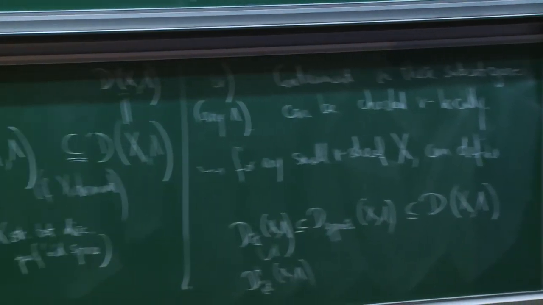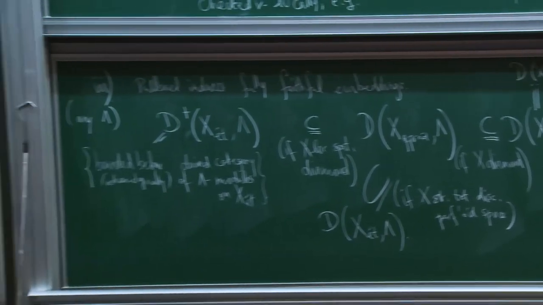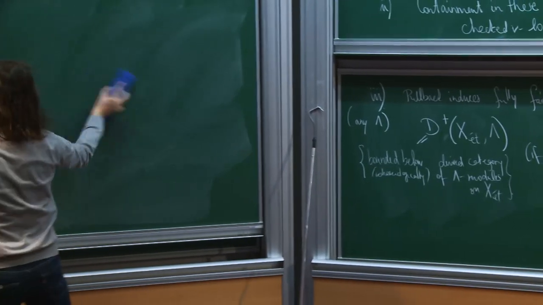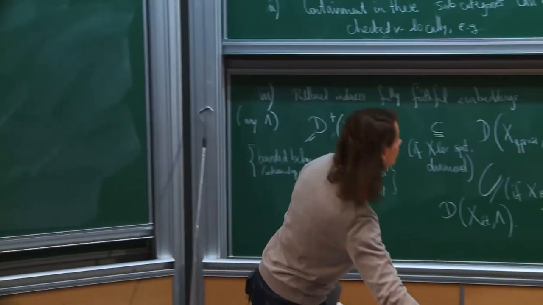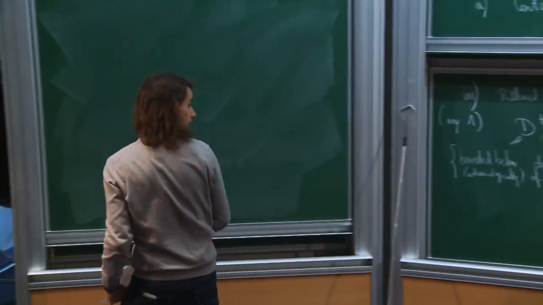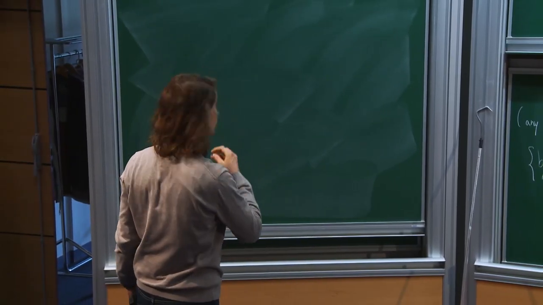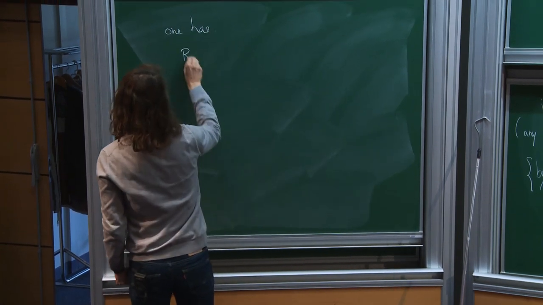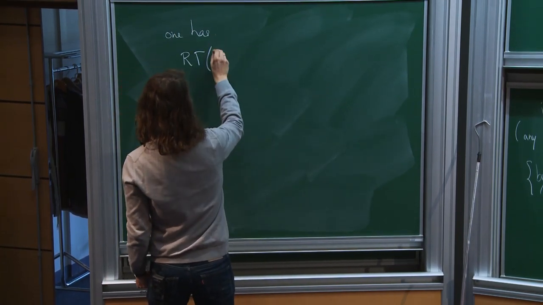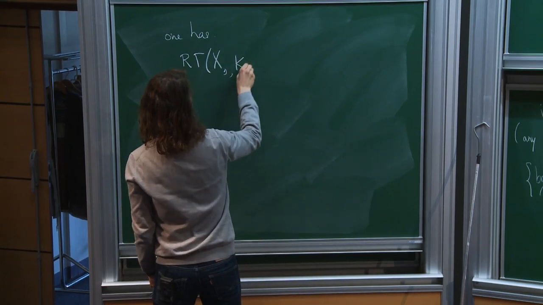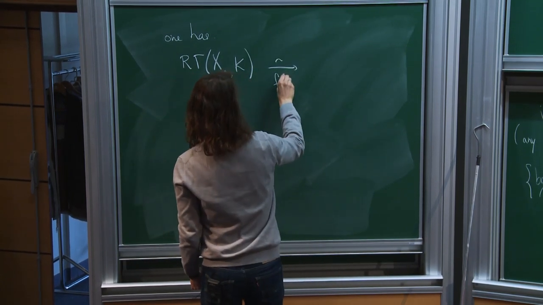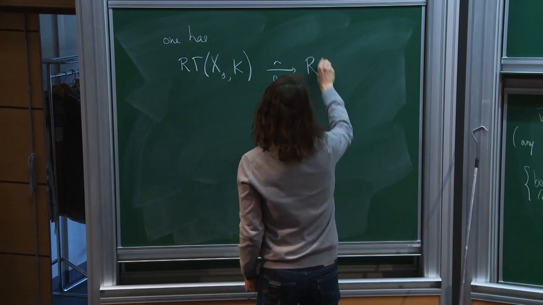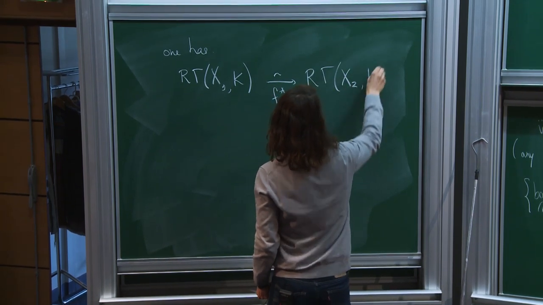Okay, so I didn't yet finish the statement. One has that if you evaluate this complex on X1, it maps isomorphically via some f upper star to the value of this one.